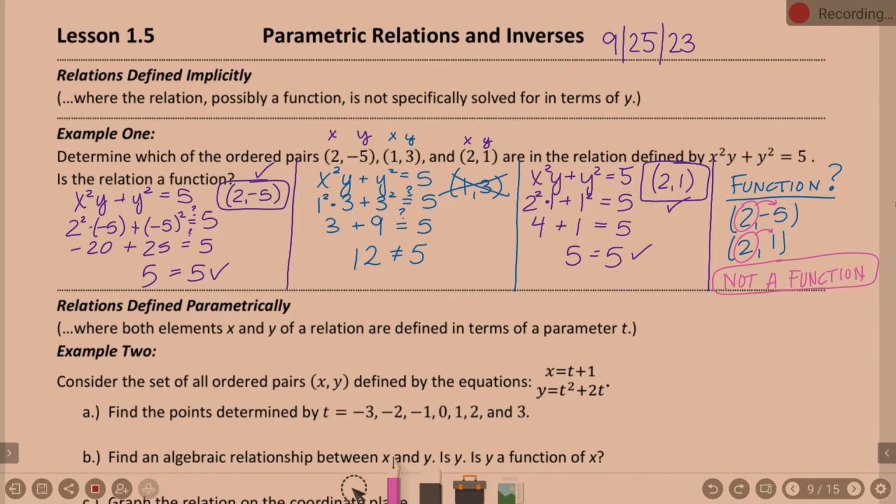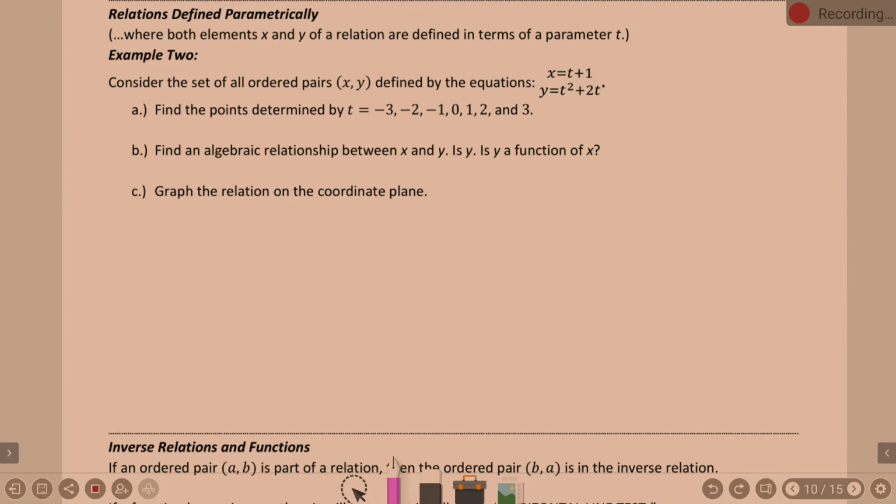Okay. So we're going to take a little bit of time. I think I have this on the screen here. To talk about relations defined parametrically. Okay? Relations defined parametrically, where both elements x and y of a relation are defined in terms of a parameter t.